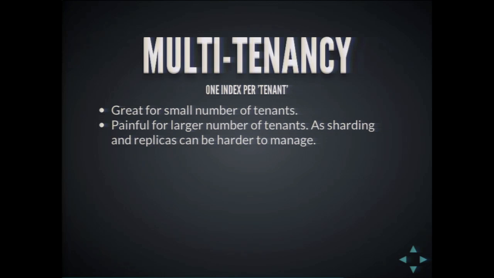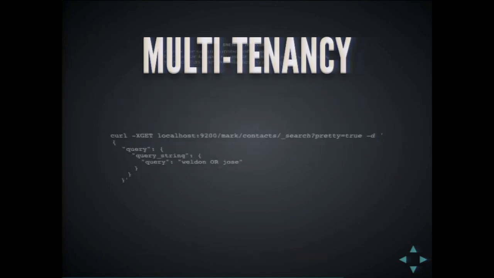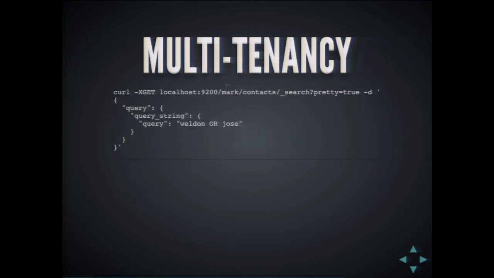So if you have a small number of tenants that's not going to grow at an unbounded rate, then one index per tenant will probably work. To do that, you can just change the index name when you do a search. So you can search my contacts, you could search Jose's contacts. But if you're going to do a software as a service idea, this might not be a good idea because you'll end up with millions of indexes.